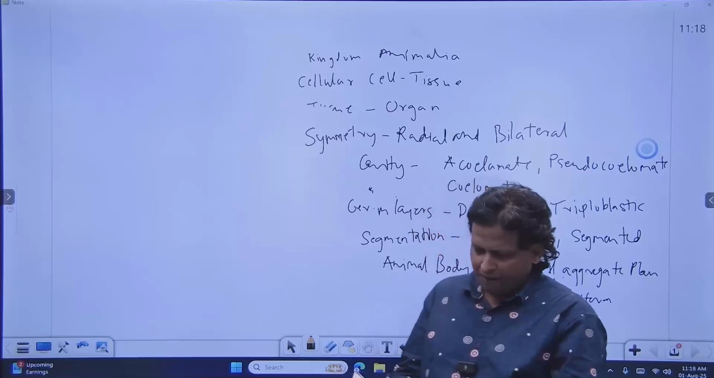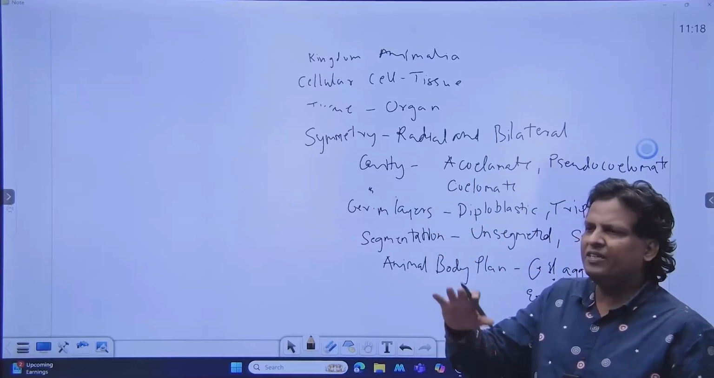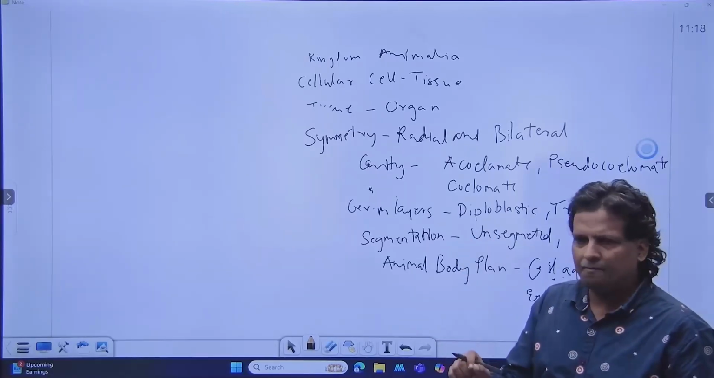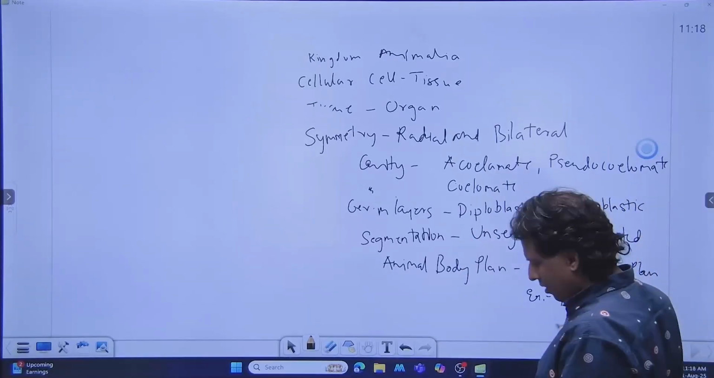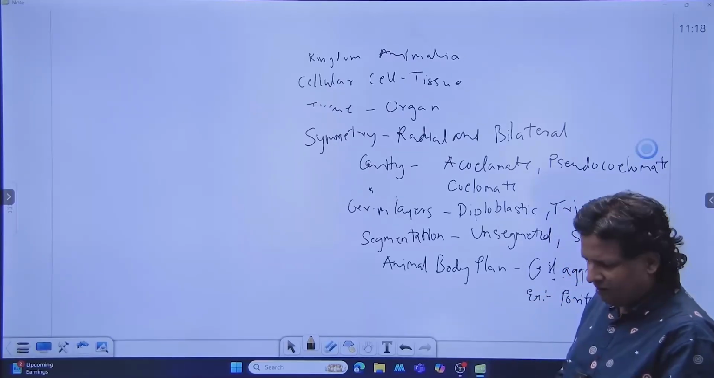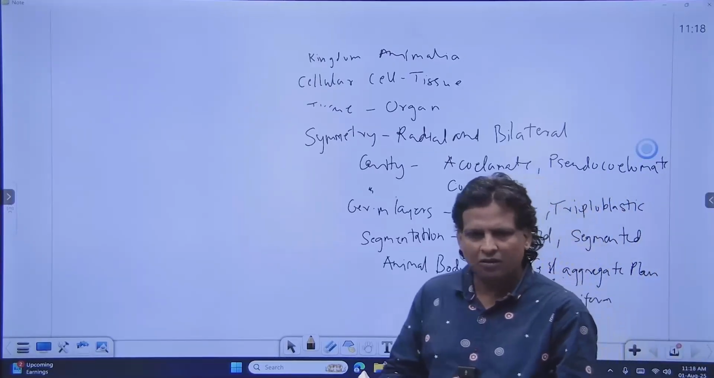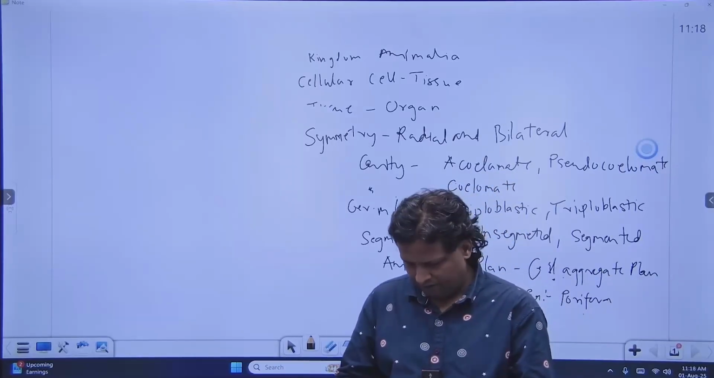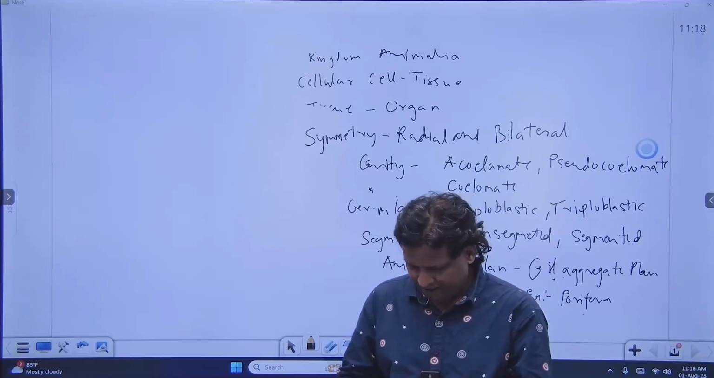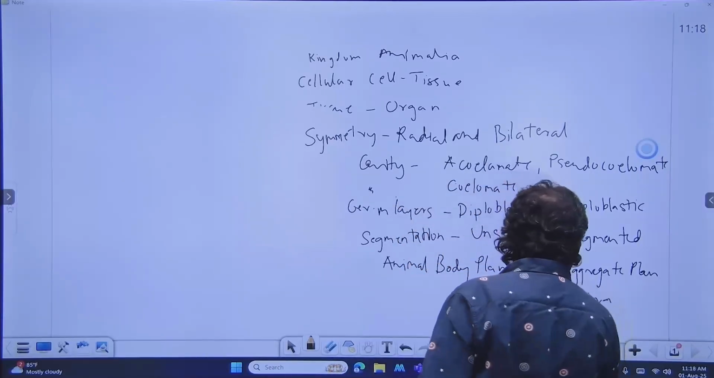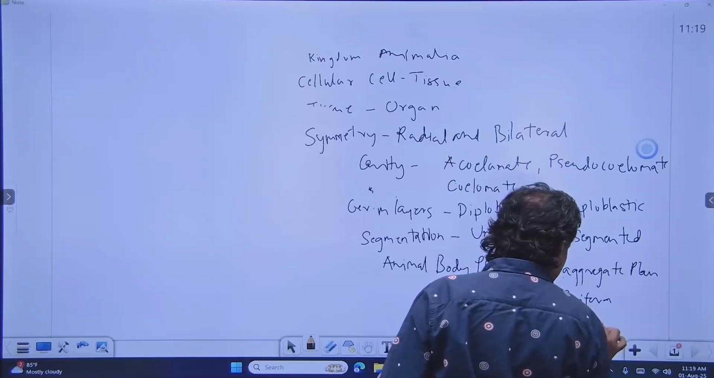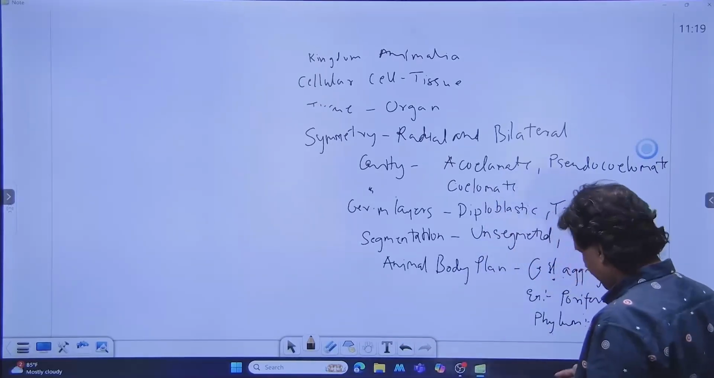This is for members of phylum Cnidaria. Phylum is an order for the classification. Phylum Cnidaria. Example, Porifera for cell aggregate plan. Blind sac body plan, you understood? Everybody understood? If you are not understanding, let me know. Phylum Cnidaria. Phylum is made to classify everything. Cnidaria.